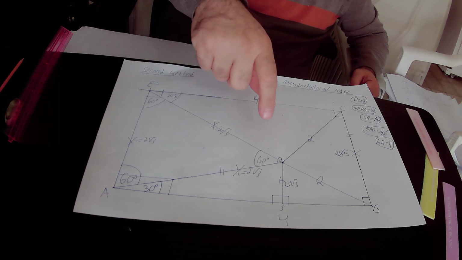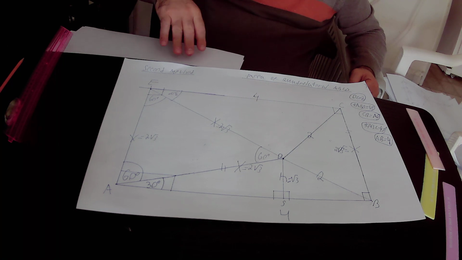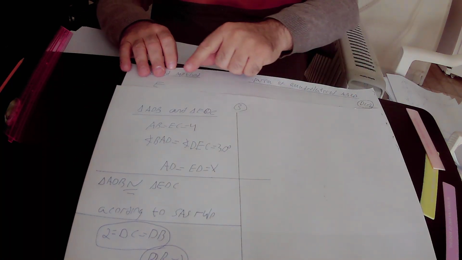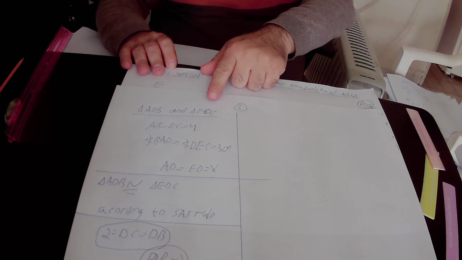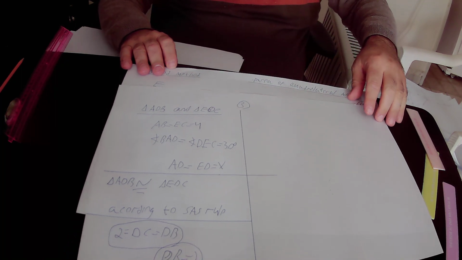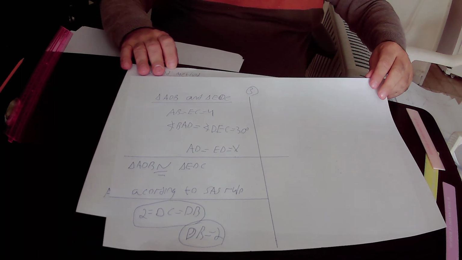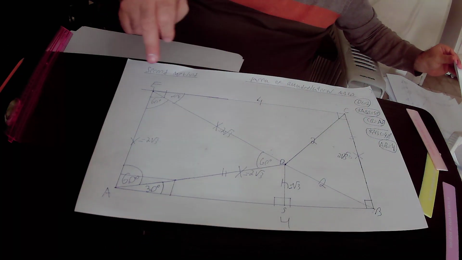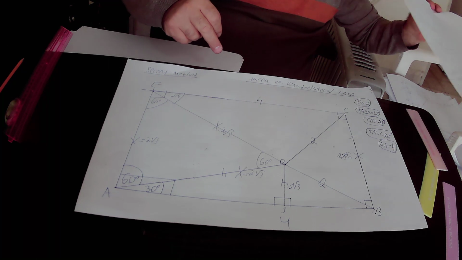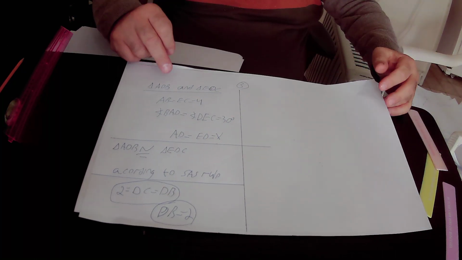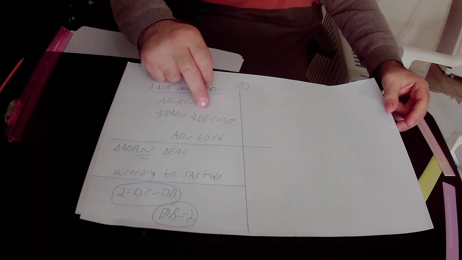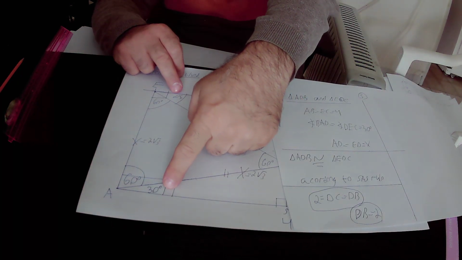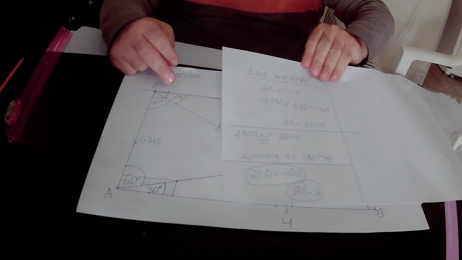Then we proved that those two triangles can go into each other. So why can those two triangles go into each other? Triangle ABD can go into triangle CDE. First of all, AB equals CE equals 4 units. Angle BAD equals angle DEC equals 30 degrees. Those two angles are both equal to 30 degrees, therefore they are equal to each other.